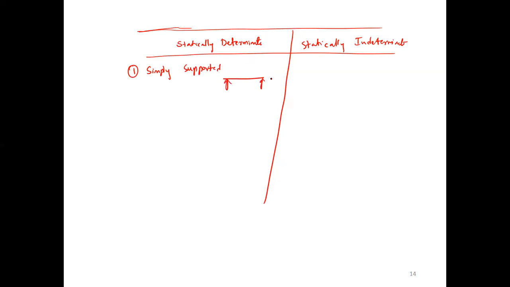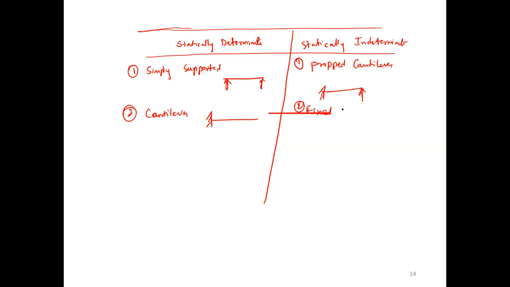it's right. Isn't it? Here I will write one more. What can we write here? We can take propped cantilever. One end is free, one end is fixed, other end provided simple support. Here I will take cantilever. One end is fixed, other end is free. Here I will take fixed. Both ends fixed. Okay.